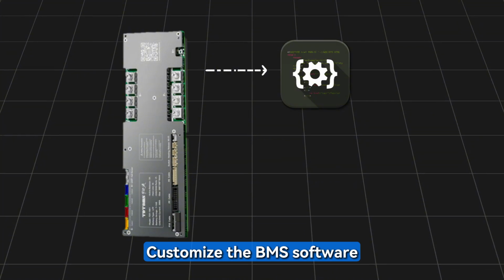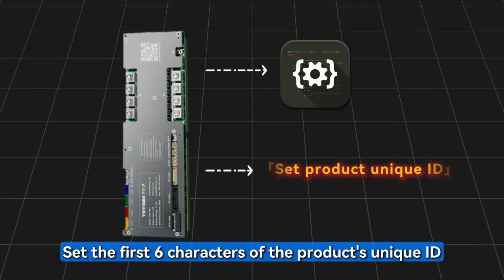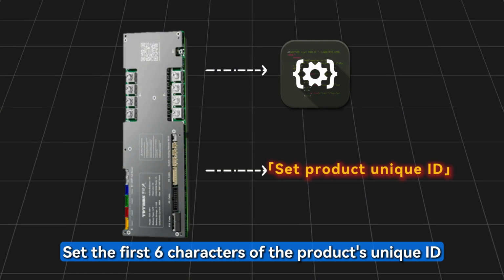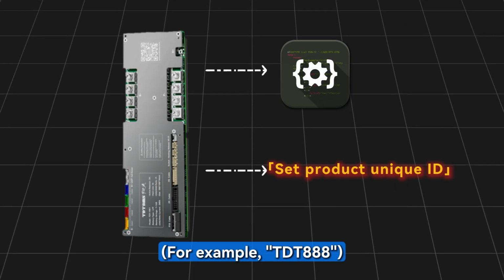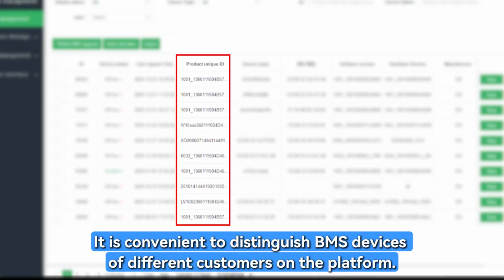First, customize the BMS software. Set the first 6 characters of the product's unique ID, for example, TDT888. It is convenient to distinguish BMS devices of different customers on the platform.